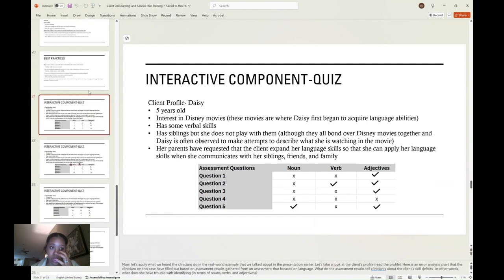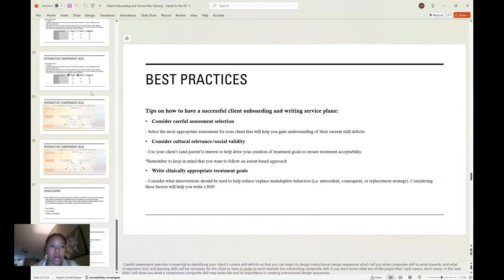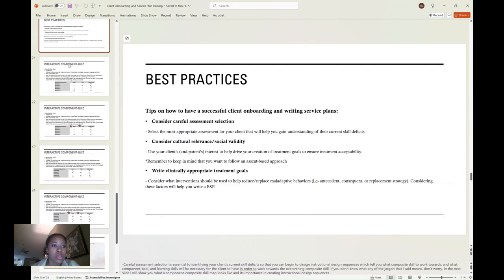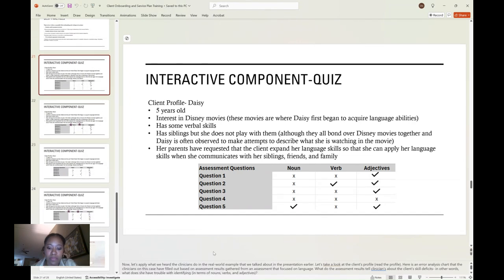And those are all ways that can help you avoid those common challenges that we talked about when writing a treatment plan and during the client onboarding process. So moving on to this interactive quiz, on your handout, you will see that section where you can actually mark with a pen or fill out what the correct answer is. So for this first page, I wanted to ask, what do you think that this client has trouble with?